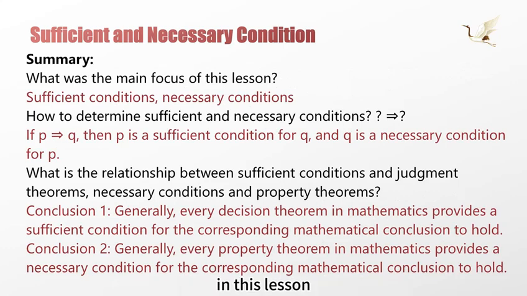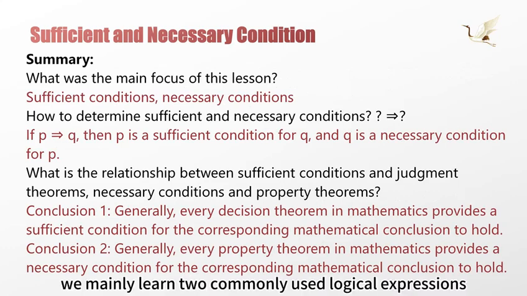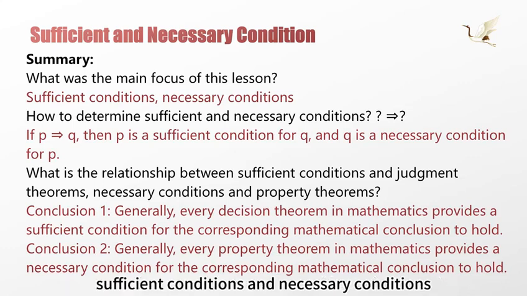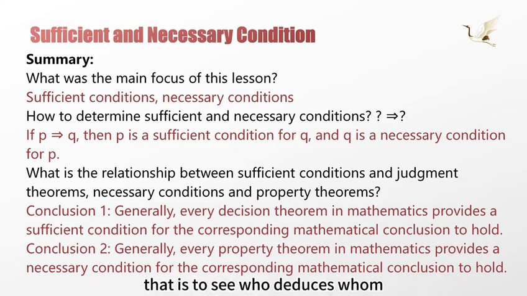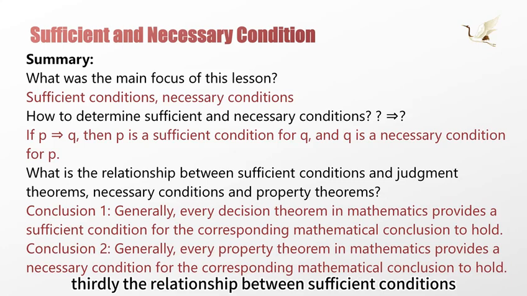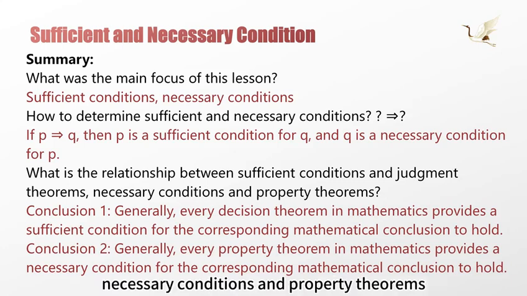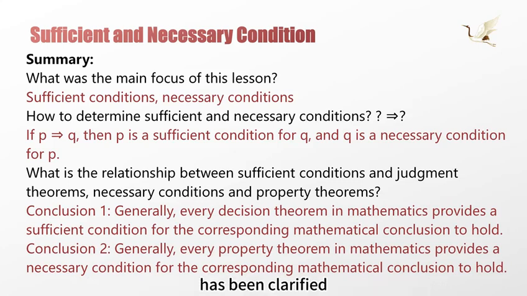Finally, let's summarize the main learning content of this lesson. In this lesson, we mainly learned two commonly used logical expressions, sufficient conditions and necessary conditions. Secondly, we have clarified the technique of determining sufficient and necessary conditions, that is, to see who deduces whom, that is, to look at the direction of the arrow. If P can deduce Q, we say P is a sufficient condition for Q, and Q is a necessary condition for P.